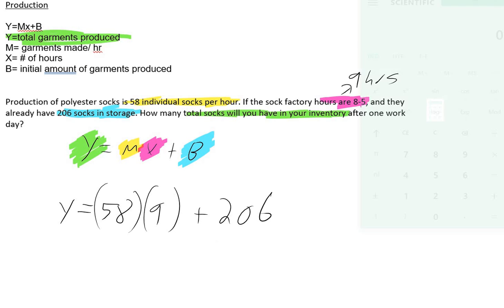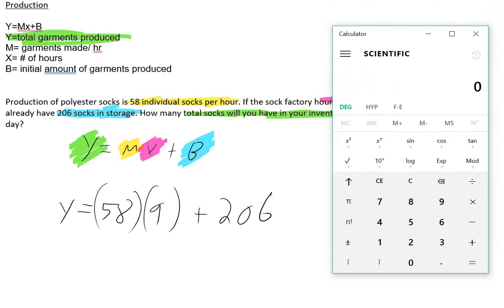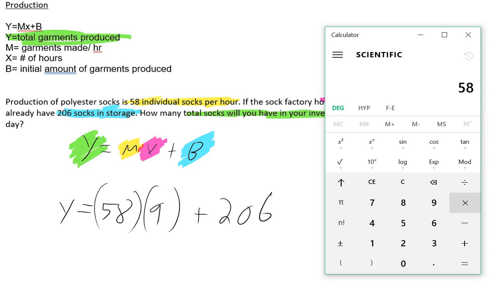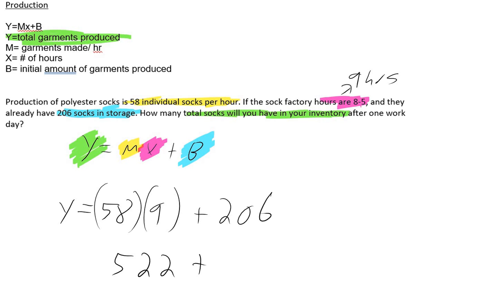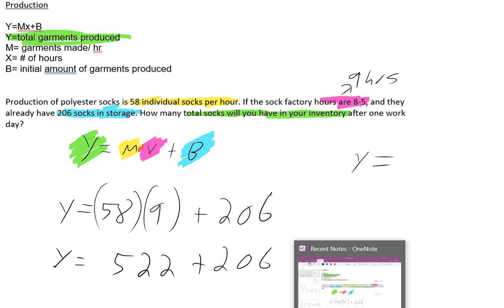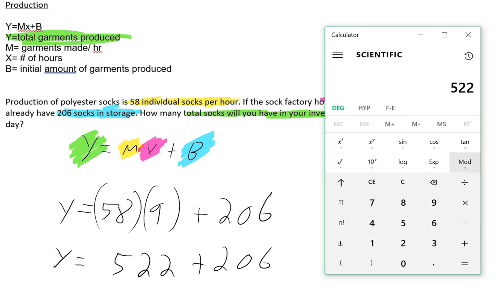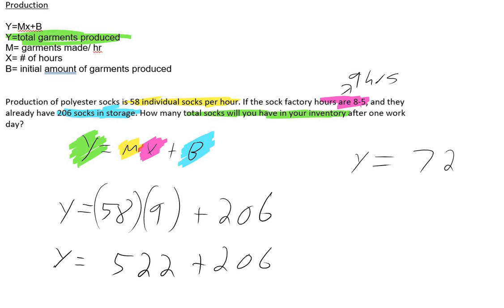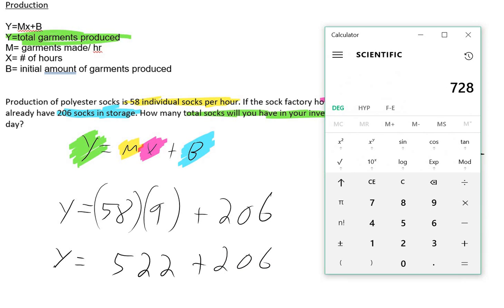All right, so then we are going to put it in our calculator here, and we're going to figure out our first term here. 58 times 9 equals 522 plus 206. This is all what y equals. So then y is going to equal these two values added together, and that's clear. 522 plus 206, 728. So you're going to have a total of 728 individual socks, or that divided by 2 is going to give you how many pairs, but that's not what the question is asking, but 364 pairs.